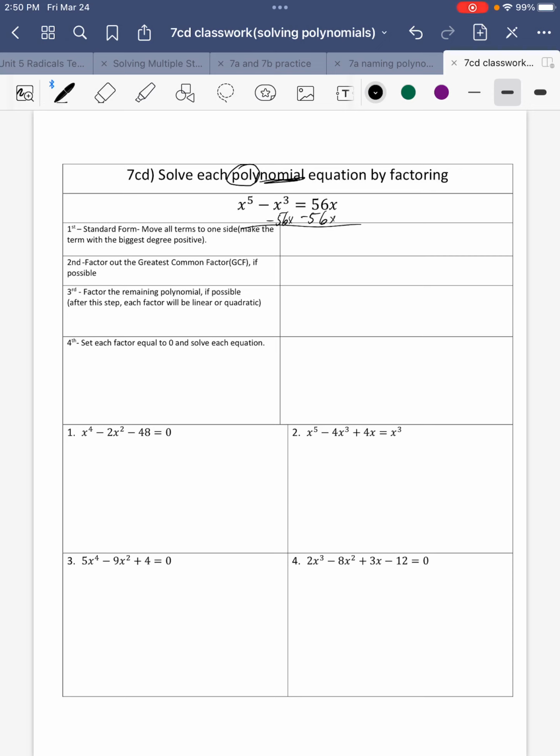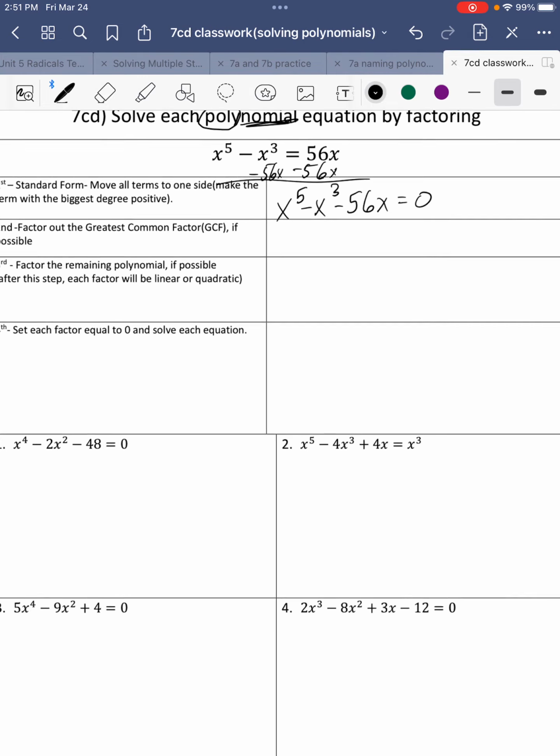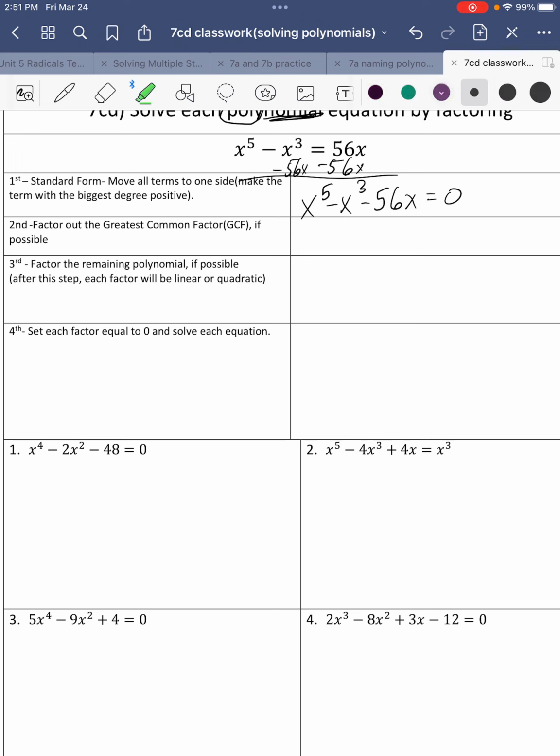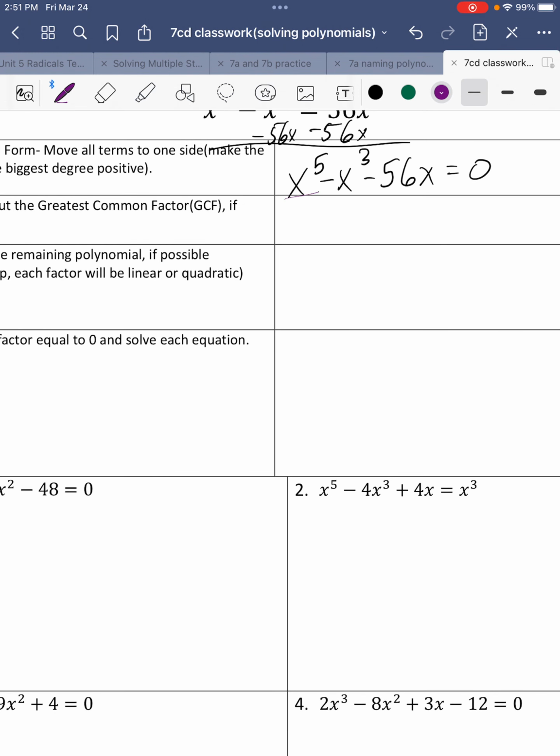But for this, we're going to move all the terms to one side. That's going to be called standard form, when you have all terms to one side and everything is simplified. There's no multiplication, no other operations to work on. All right, at this point, now we got to look at the second step: factor out the greatest common factor, if there is one. Well, there is one in this case.